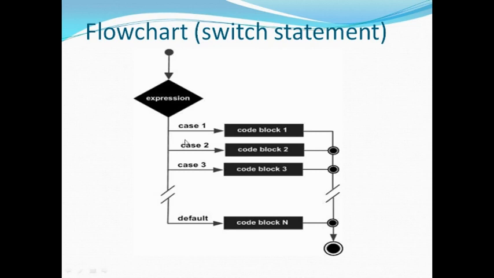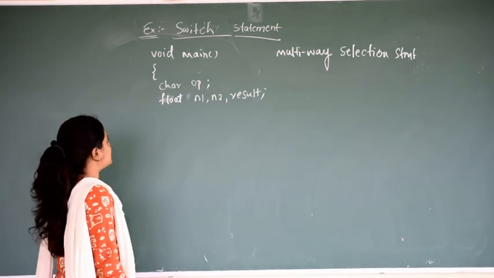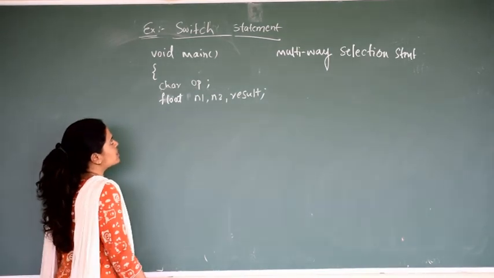This is called multi-way selection because there are multiple choices available in the switch statement, also in the else if ladder. But in a simple if, it is called one-way selection because only one choice is there. In if else, it is called two-way selection because there are only two choices. We will see an example program for the switch statement.